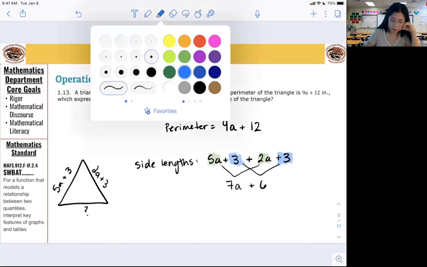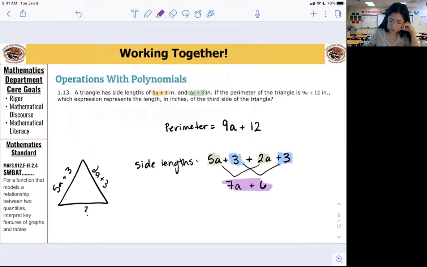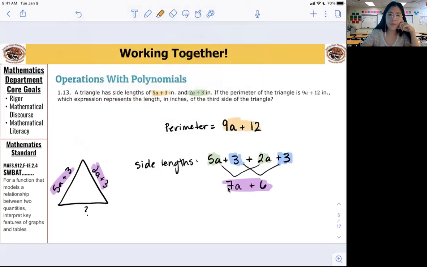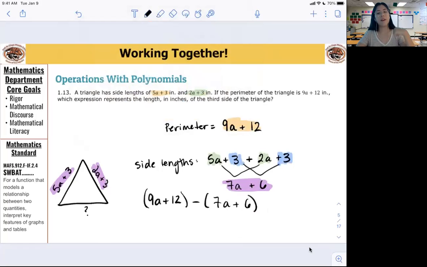Okay, so I have, make this purple, 7a plus 6 is what I already know. So two of the three sides add up to 7a plus 6. The total is 9a plus 12. So to get my missing side, I'm going to take the perimeter and subtract the side lengths. So I'm doing 9a plus 12 minus 7a plus 6. So go ahead and take about a minute to subtract on your own, see what you get, and then we'll go through the final answer.